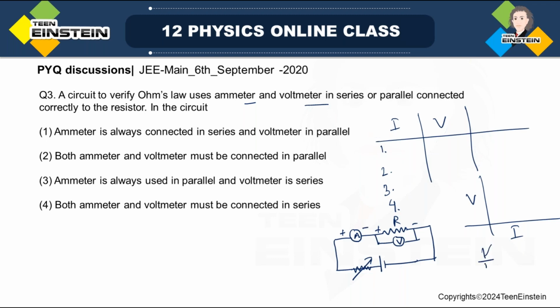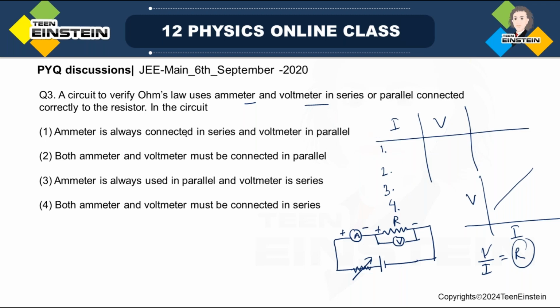Then we have to plot I versus V, or the reciprocal. So the slope will be V by I is equal to R, right? V by I will give you the resistance. Okay, the slope will give you the resistance. This is a linear plot, so you can just take y by x also.